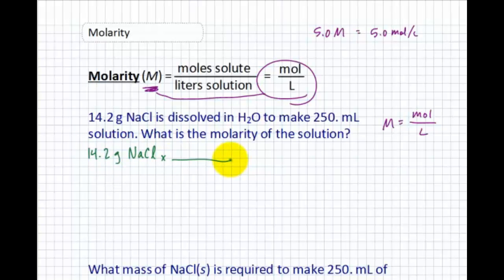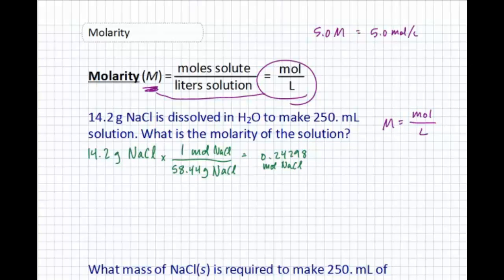So we'll use the molar mass. I've added Na and Cl up from the periodic table, 58.44 grams. That's per 1 mole. So the number I get there is 0.24298 moles of NaCl. Okay, so that'll ultimately go on the top of our fraction there.